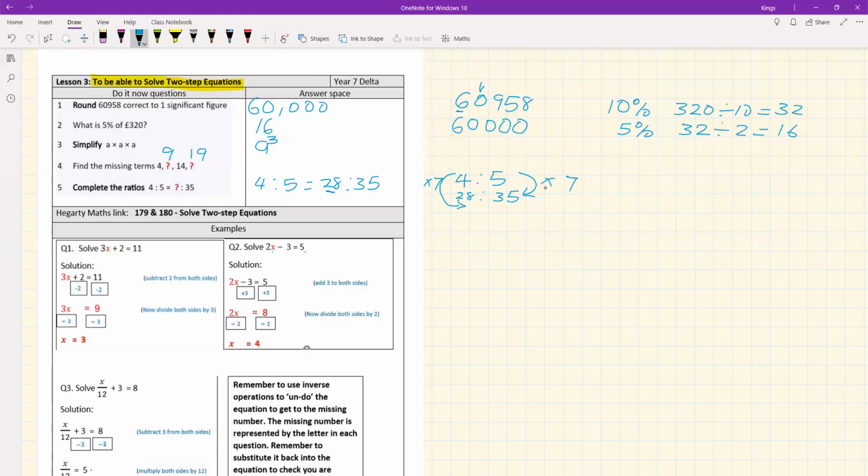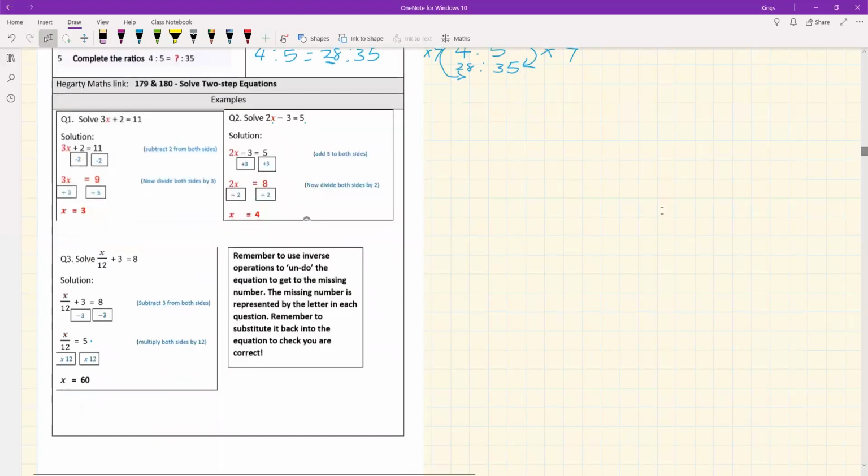Now we'll move on to the main part of the book. Remember, you go to Hegarty Maths, tasks 178 and 180. I've set you tasks there. You can try those ones again to further improve your understanding of solving two-step equations. So the first example here says solve 3x plus 2 equals 11. We want to figure out what x is, and I'm going to just work that out here. So we have 3x plus 2 equals 11.